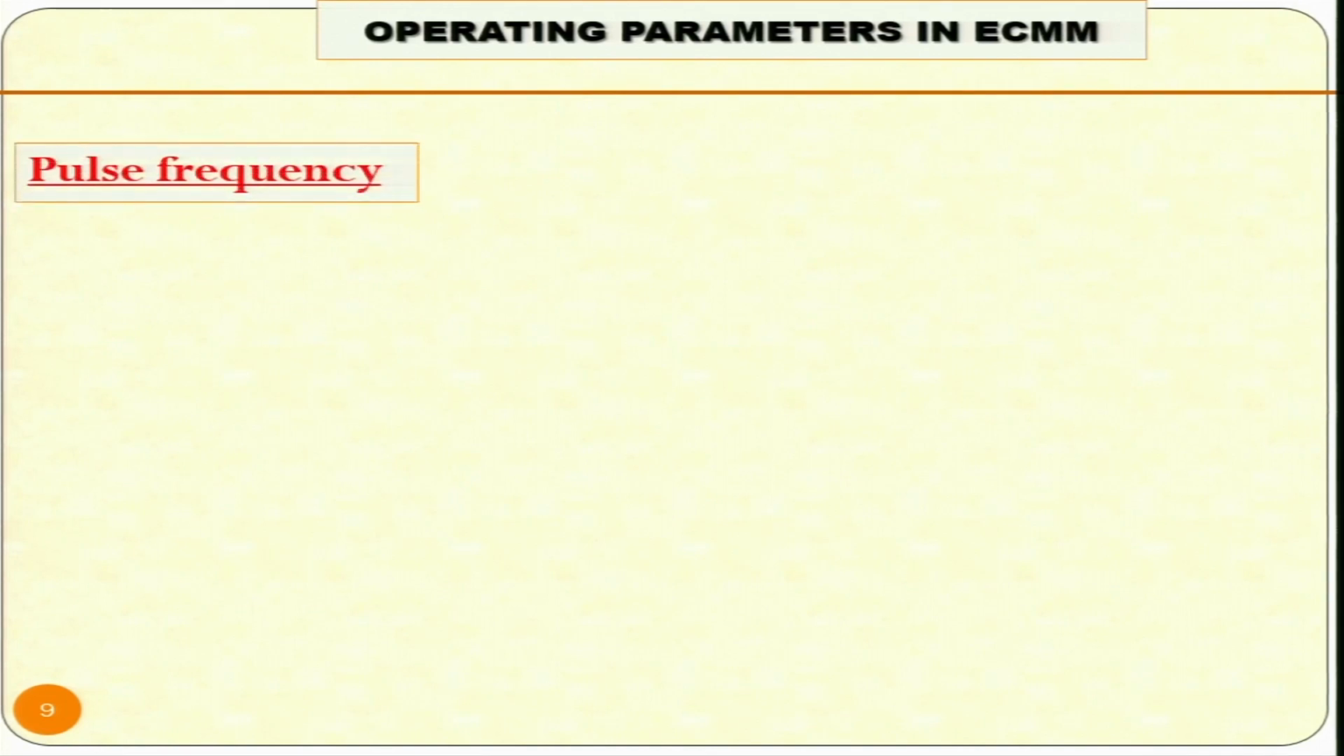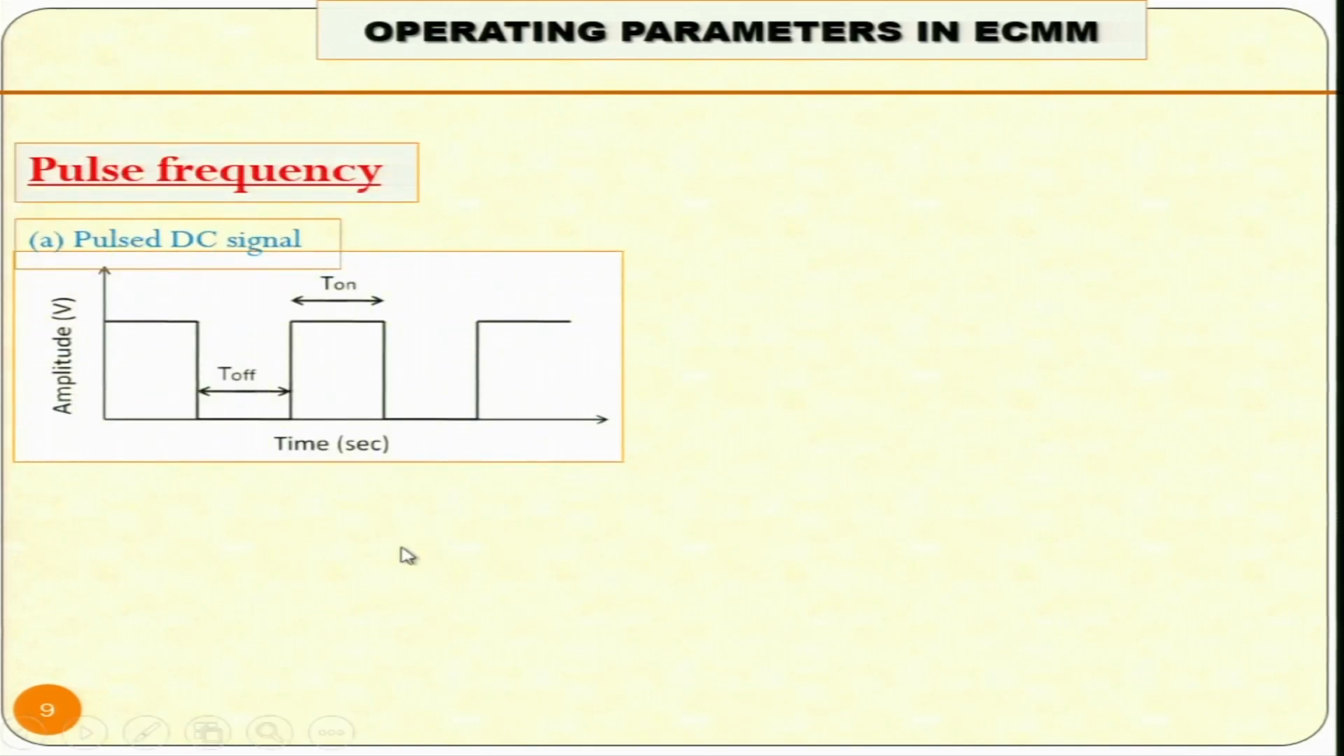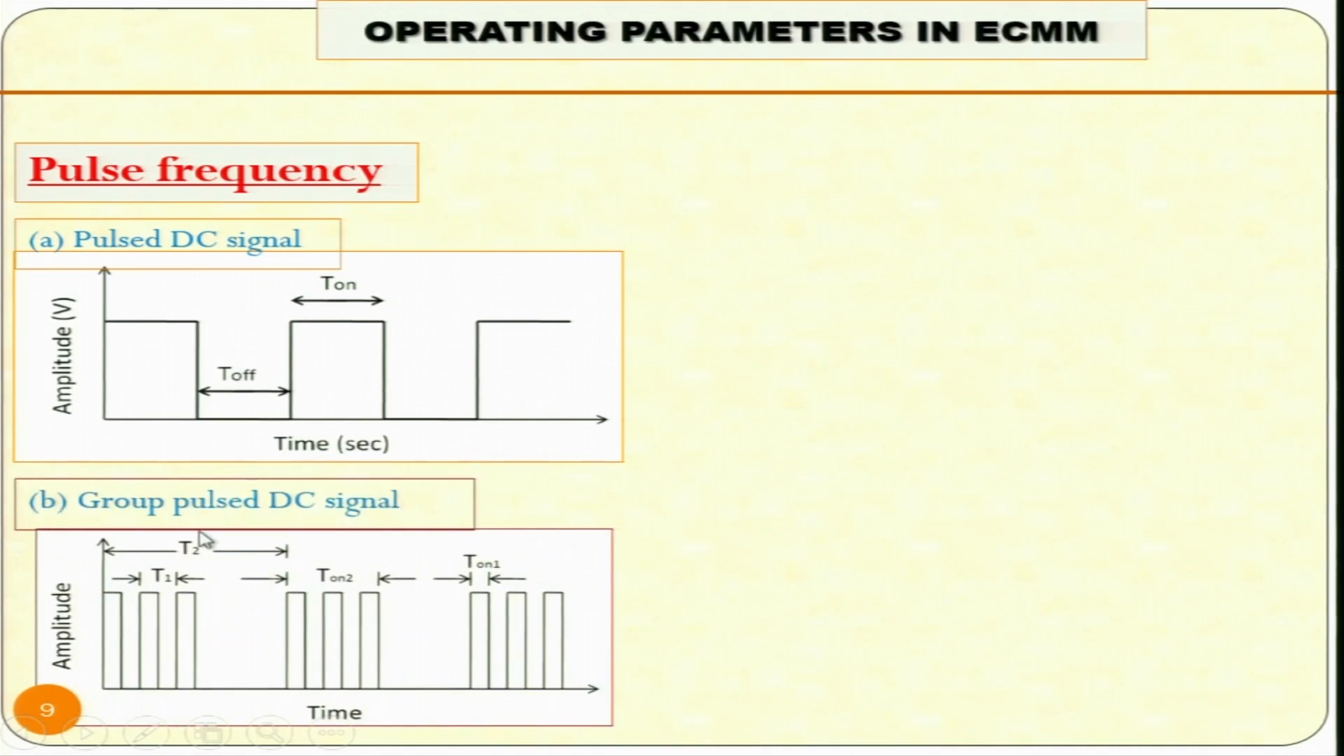Operating parameters in the ECMM process: pulse frequency. Now a pulse DC signal is there, this is the off time, this is the on time, and this is the group pulse DC signal. These are the groups, you have the T1, T2, T on, and this is the T off definitely.